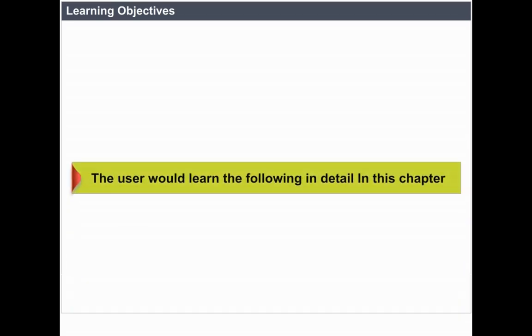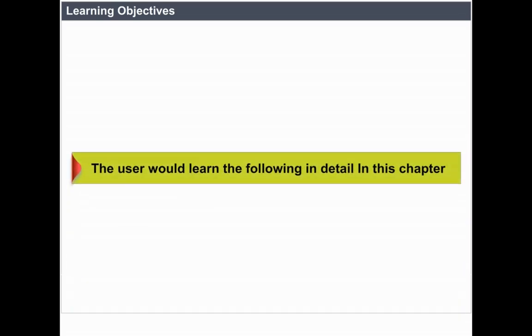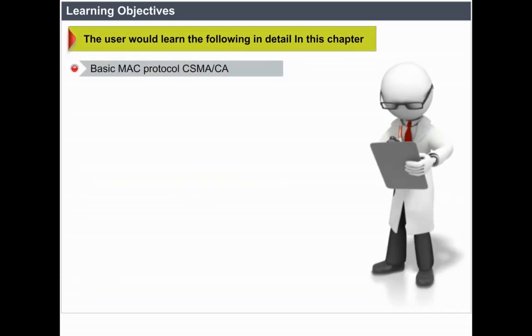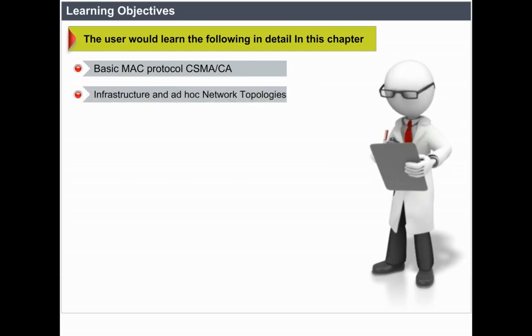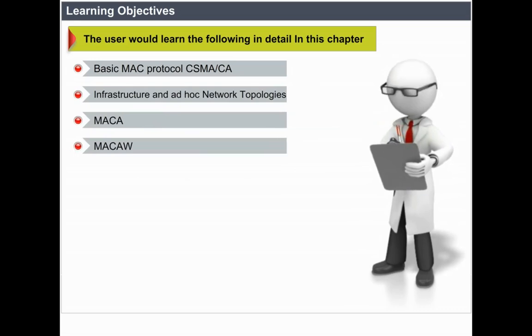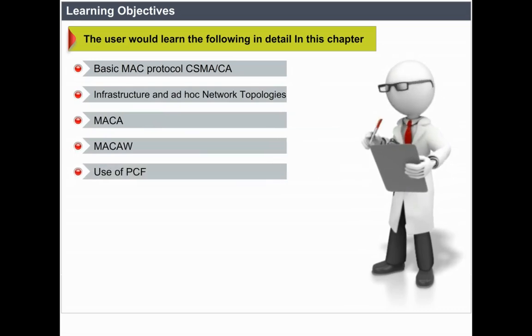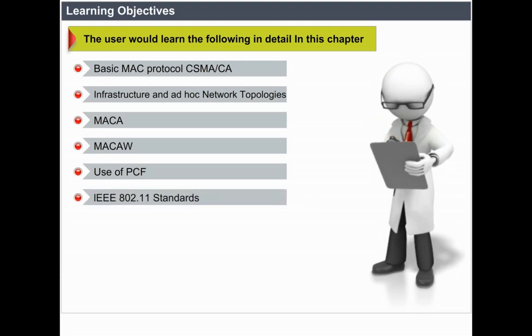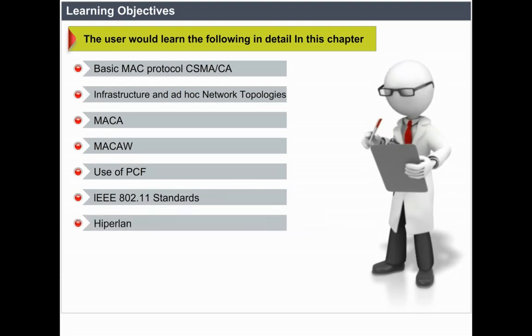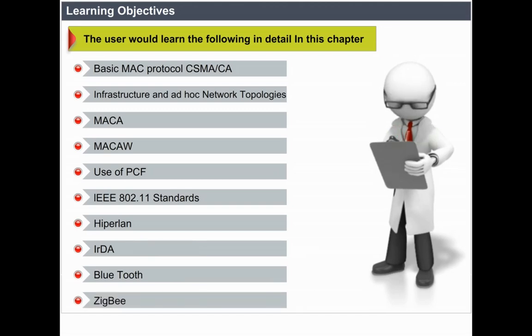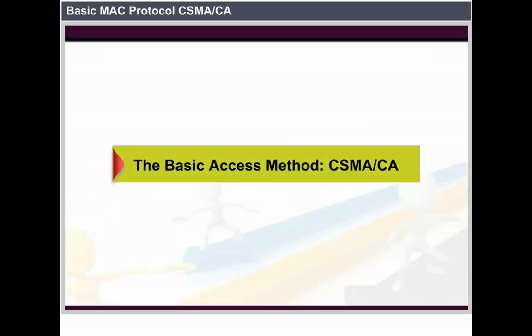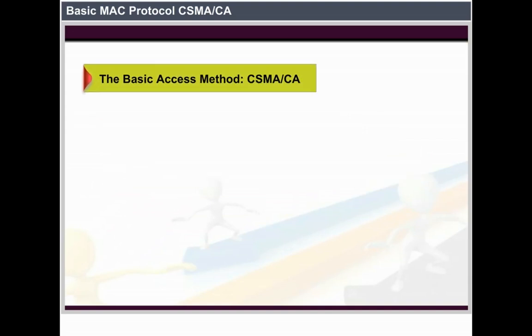Learning objectives. In this chapter, the user would learn the following in detail. Basic MAC protocol, CSMA/CA. Infrastructure and ad hoc network topologies, MACA, MACAW, use of PCF, IEEE 802.11 standards, HIPERLAN, IrDA, Bluetooth, Zigbee.